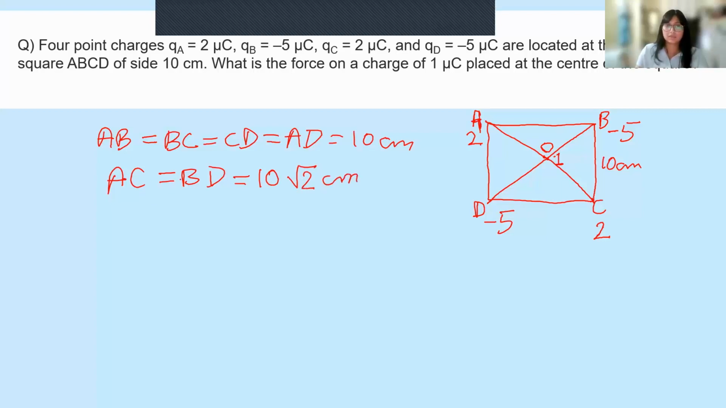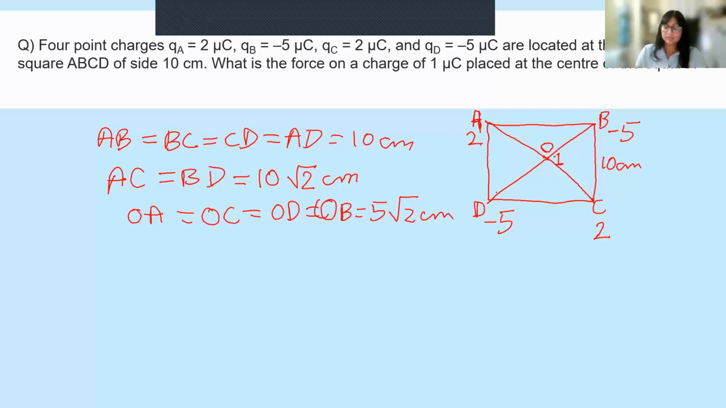Okay, so once you have AC equals BD, which is 10 root 2 centimeters, what will be OA and OC? OD equals OB, which is going to be 5 by root 2 centimeters. Okay, so now over here you can see that these two are the same.